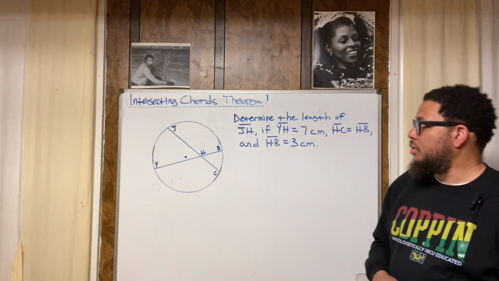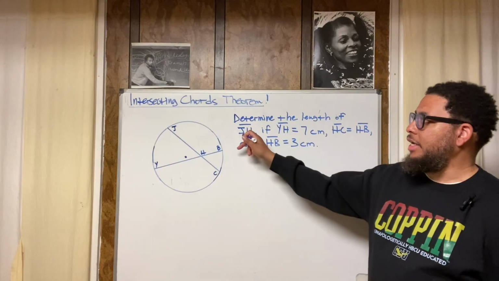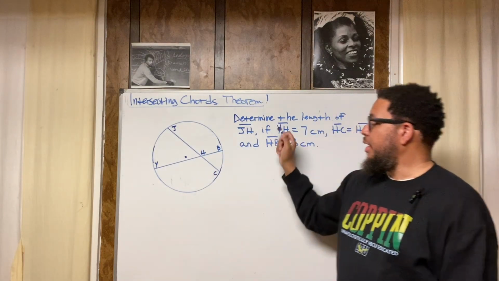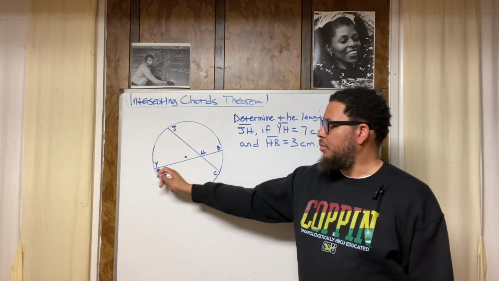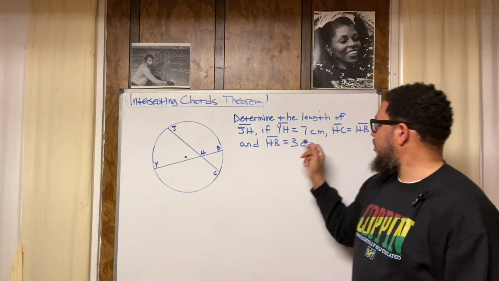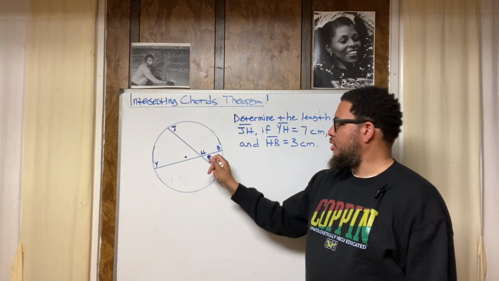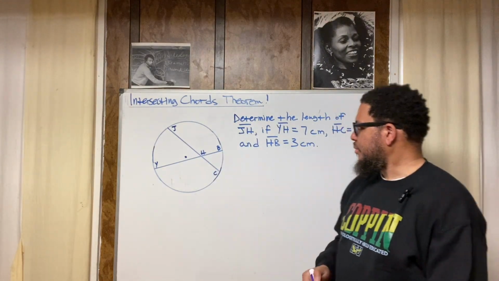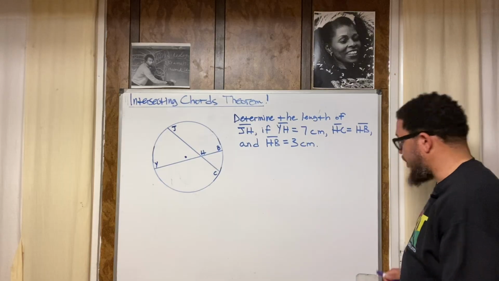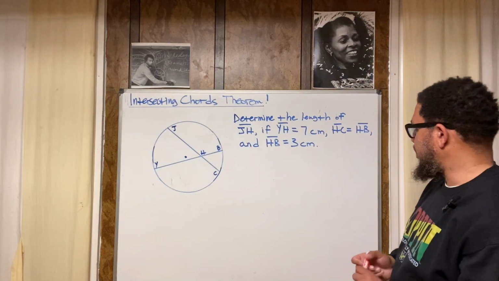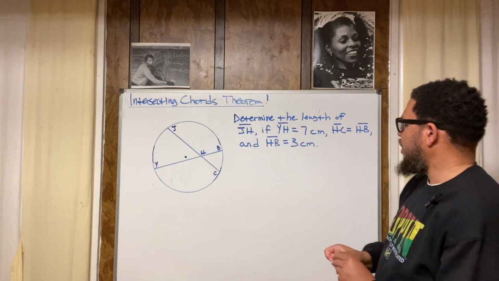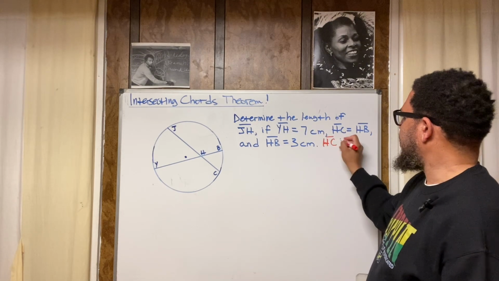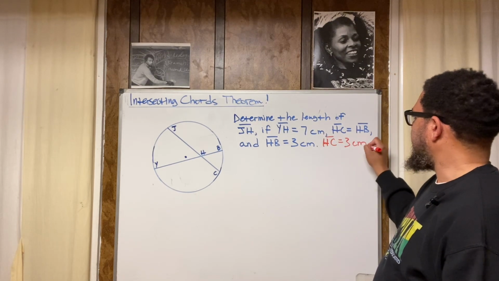It says to determine the length of JH. JH is this segment right here from point J to point H. YH, from this point to that point, is 7 centimeters. HC is equal to HB, and HB is equal to 3 centimeters. Now, if HC and HB are the same thing, then HC is also equal to 3 centimeters. That's going to be important.